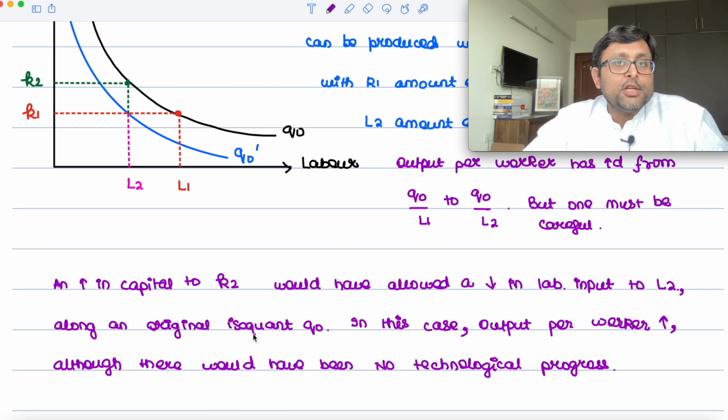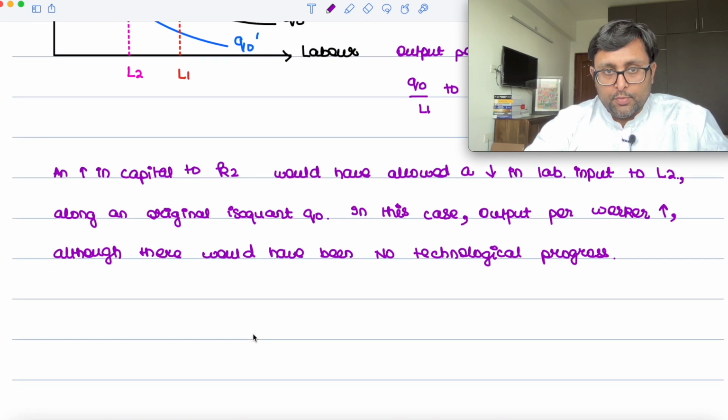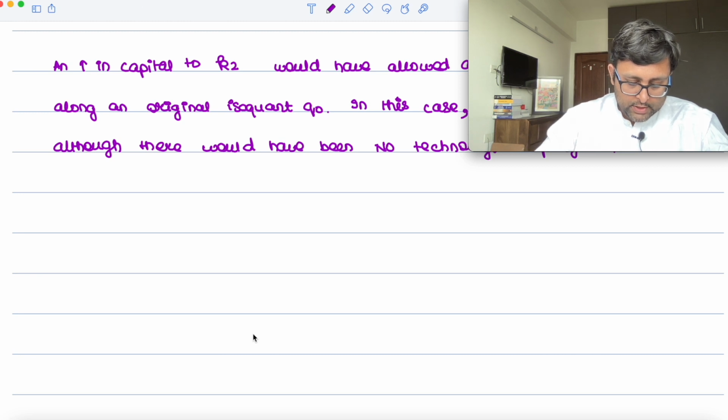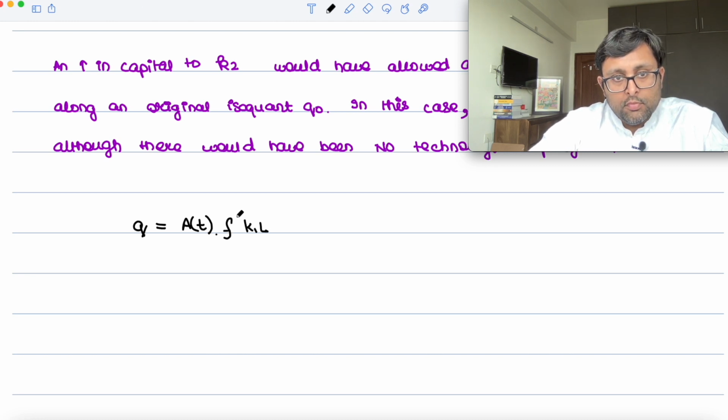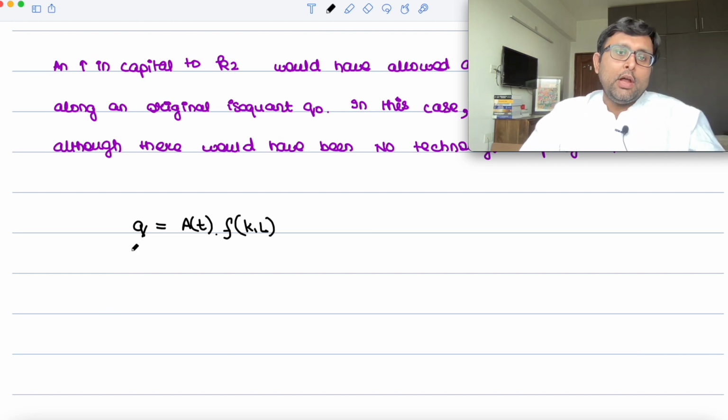So when you use the production function concept, then you can distinguish between whether this growth in output has occurred because of technological progress, or it has occurred because of the changes in the usage of inputs. So there you can distinguish. So you have, let us say, your Q is the function of... do you understand this?